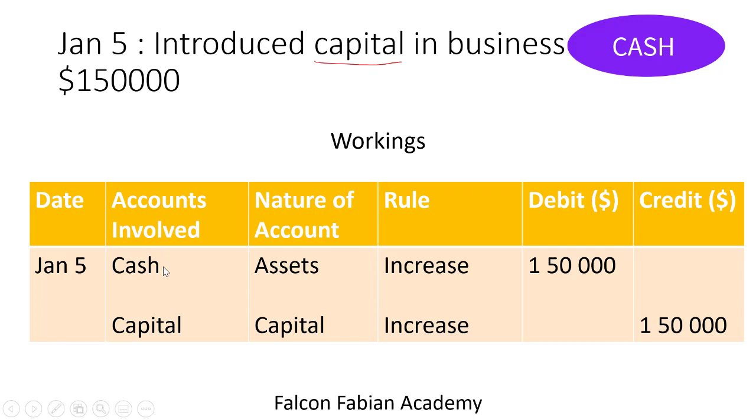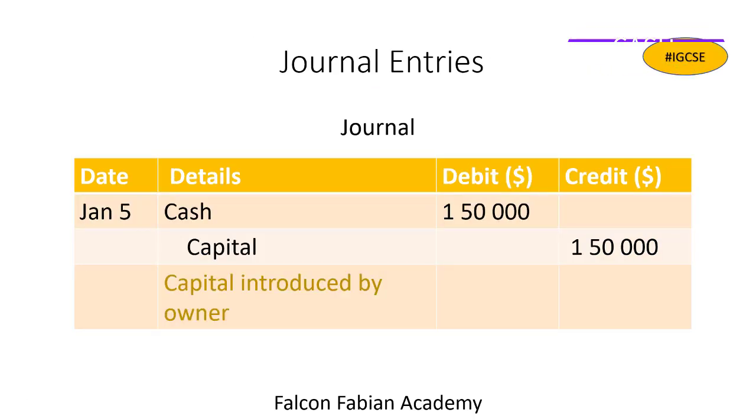Let's do it one more time. The two accounts involved are cash and capital. Cash is an asset and capital would come under the category capital. There is increase in cash in the business because owner is investing more money in the business. Therefore, cash account needs to be debited by 1,50,000. And there is increase in capital because more investment is made by the owner. Therefore, his account needs to be credited by 1,50,000 or 150,000. Now, let's move ahead and record this in the journal.